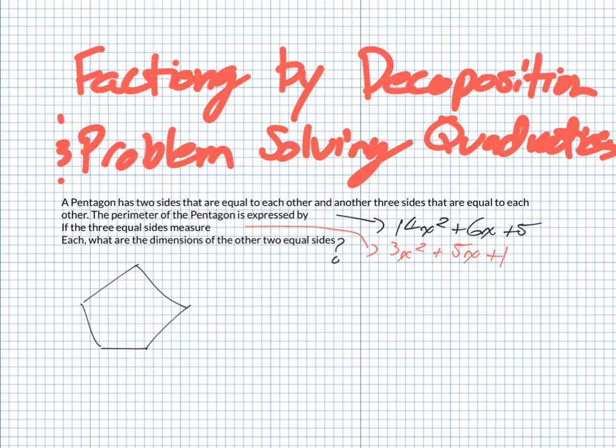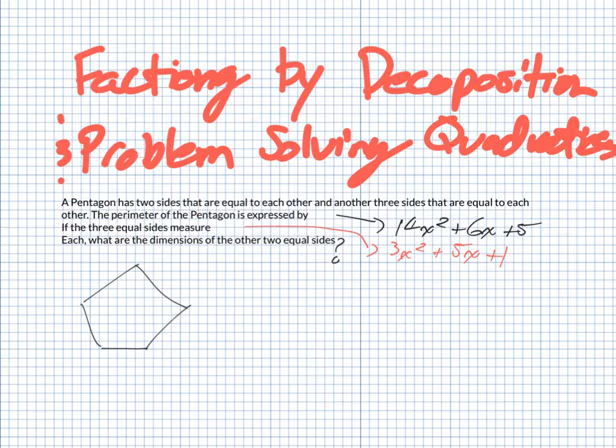Factoring by decomposition, but more importantly, this is actually a problem-solving question about quadratics. So it says a pentagon has two sides that are equal to each other, and another three sides that are equal to each other. The perimeter of the pentagon is expressed by 14x squared plus 6x plus 5. If the three equal sides measure 3x squared plus 5x plus 1 each, what are the dimensions of the other two equal sides? So let's try to make sense of this from the drawing.